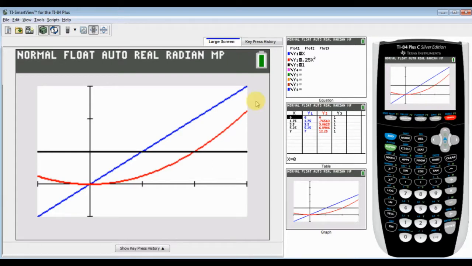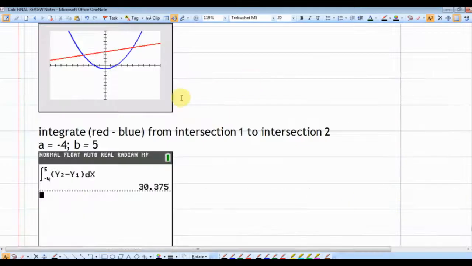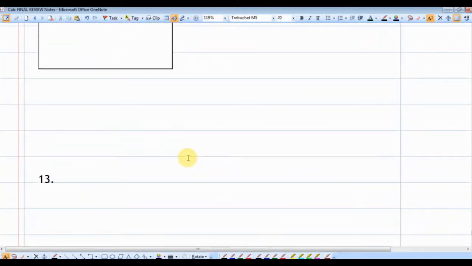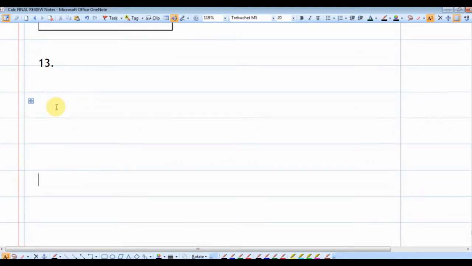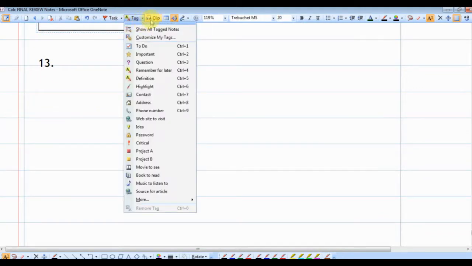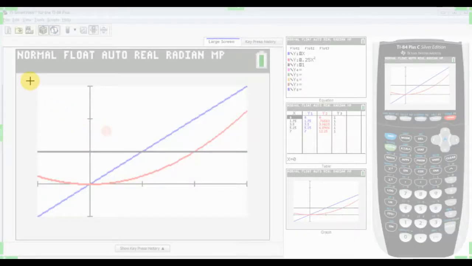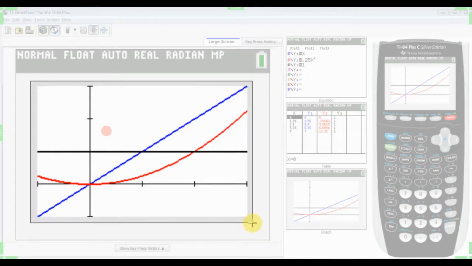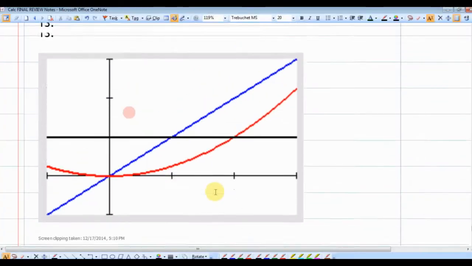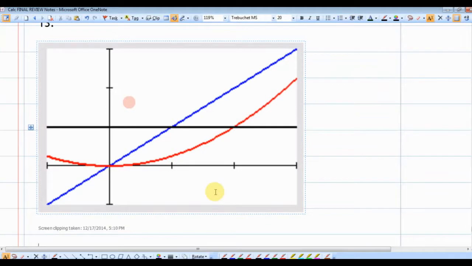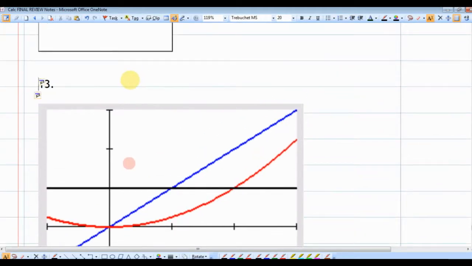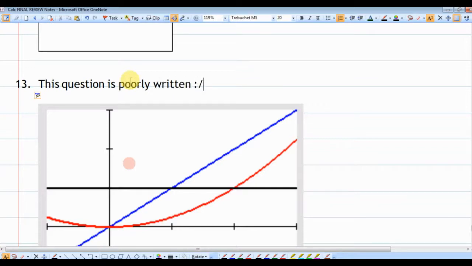Awesome. Okay, I'm going to screenshot this for number, this is 13, right? Yeah. We're going to need a little bit of room here. Okay, let's put that in the notes. And maybe we should write down what we said here. This question is poorly written.